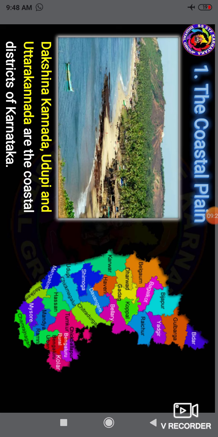Then we have to know that the New Mangaluru port is called the gateway of Karnataka. Mangalore is the main harbor city of Karnataka. Mainly all import and export happens in this harbor. So that is called the gateway of Karnataka. The New Mangalore port is called the gateway of Karnataka.